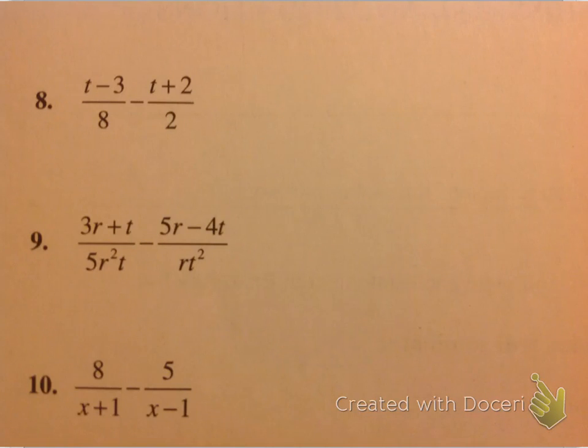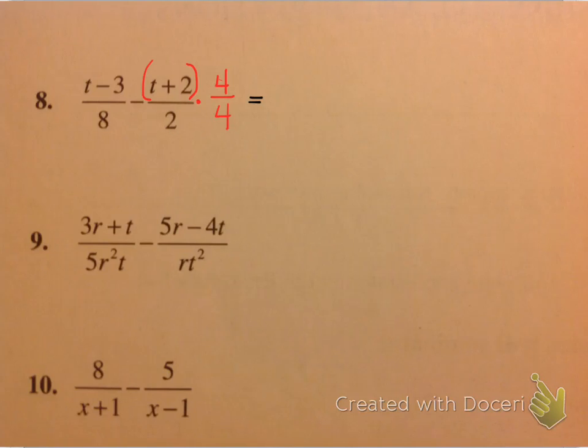Now what happens if they don't have common denominators? So this one, our denominators are 8 and 2. So what's the least common denominator between 8 and 2? Well, that would be 8. So we're going to leave the first fraction alone, but the second one we have to multiply by 4 over 4. That's going to give us common denominators.